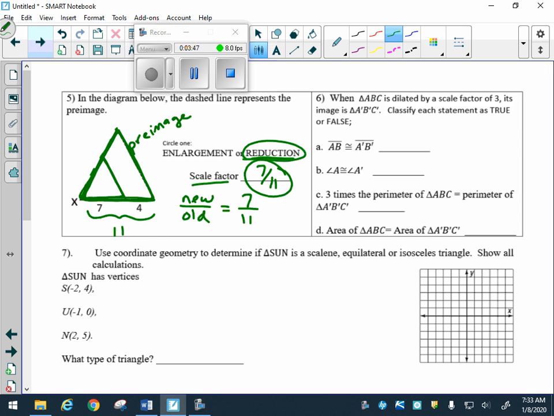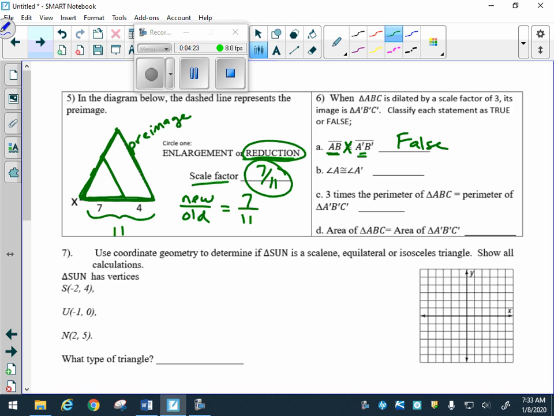Okay, when triangle ABC is dilated by a scale factor of 3, its image is A prime, B prime, C prime. True or false? Side AB is congruent to the new side A prime B prime. That's false, because when we dilate, that is going to make everything 3 times as big. So the side should be 3 times longer. It's not going to be congruent. So that's a false statement.